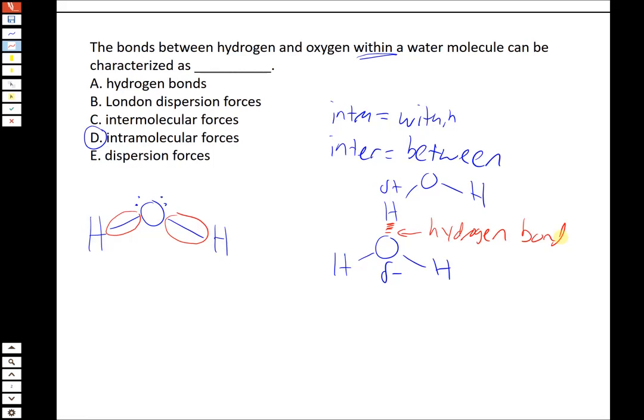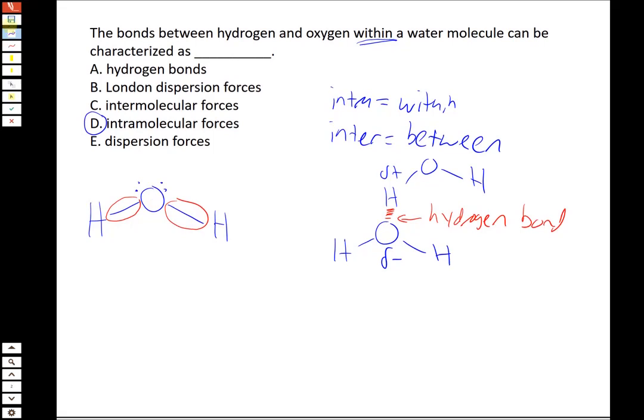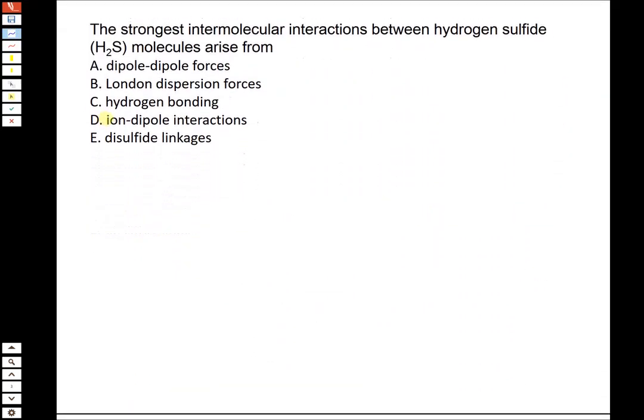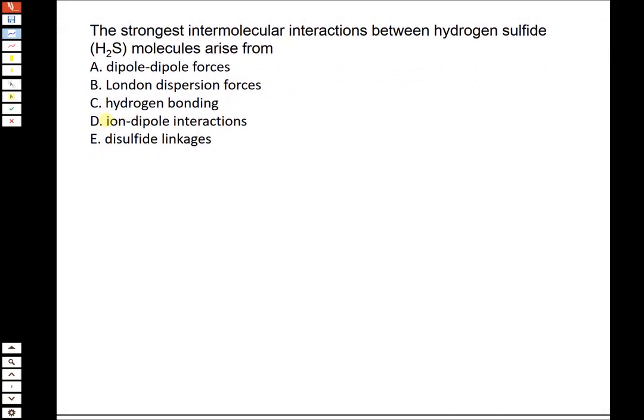And the bonds between atoms in a molecule are always going to be classified as intramolecular. Within that molecule, holding the single molecule together. Intermolecular forces always involve forces of attraction between two molecules or more than two molecules if you have a condensed phase. All right, so with that out of the way, now we're going to start talking about how to classify the intermolecular forces and predict which ones will exist.